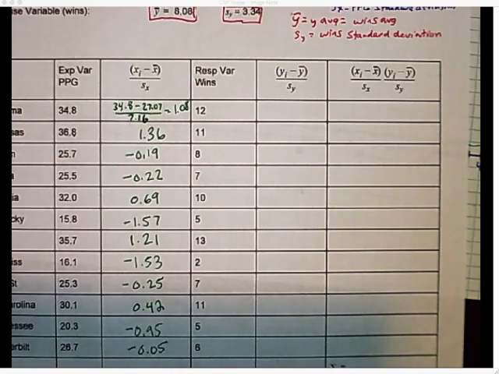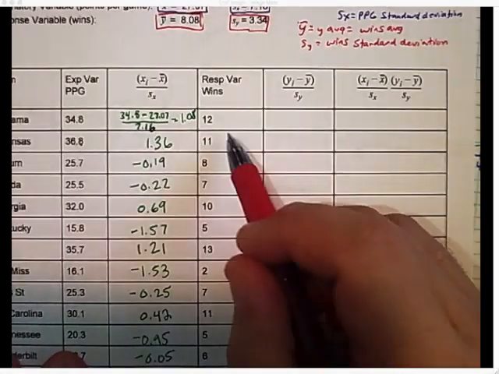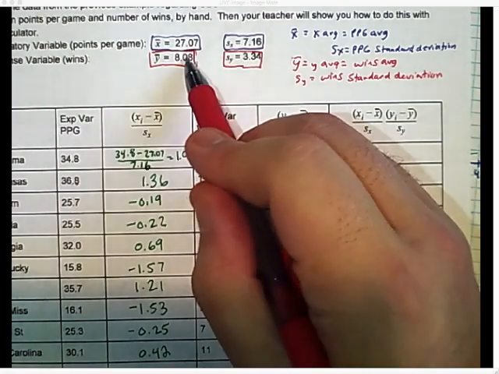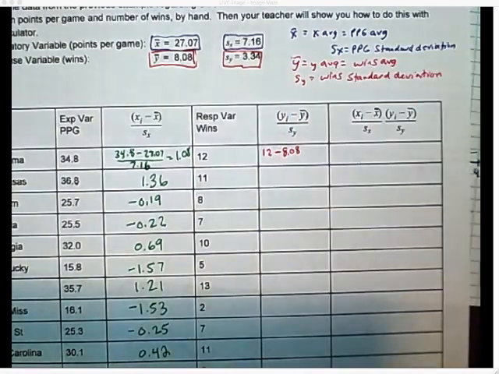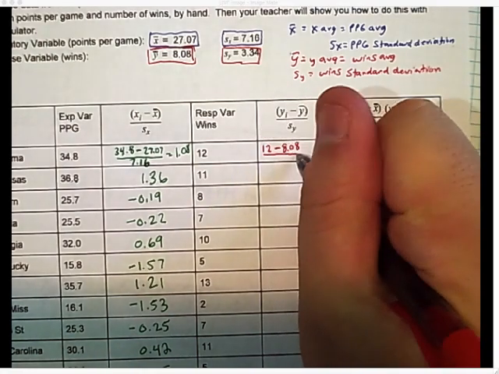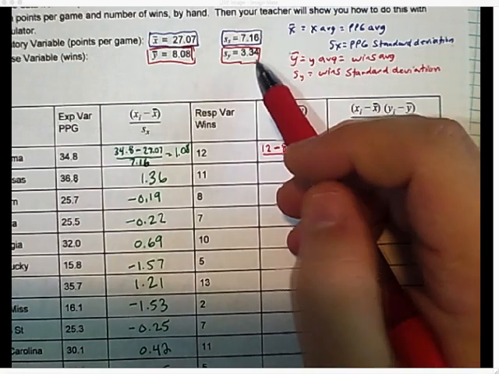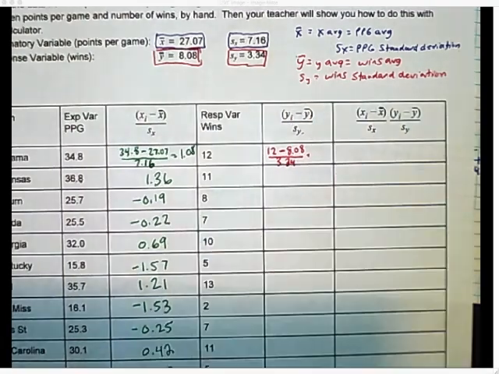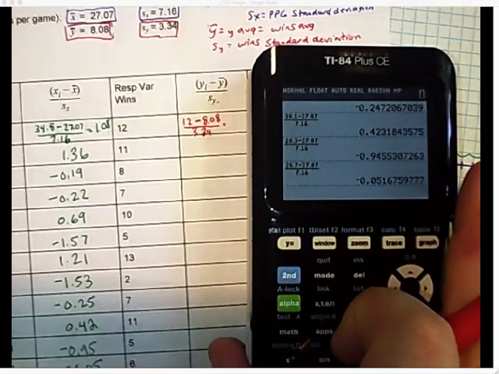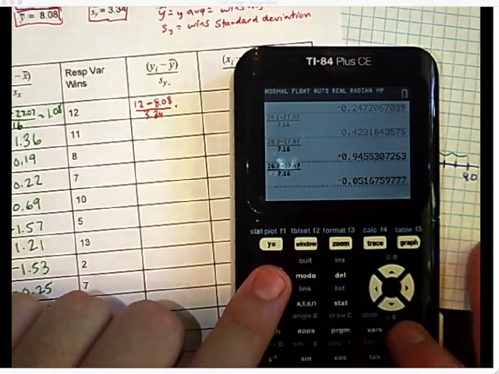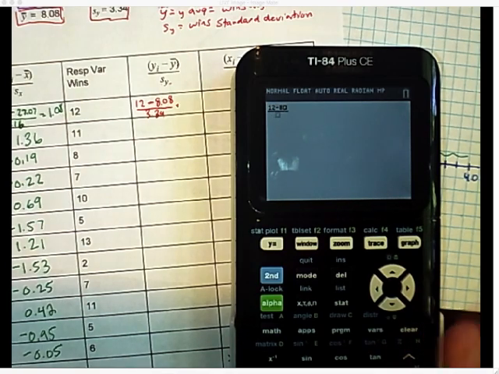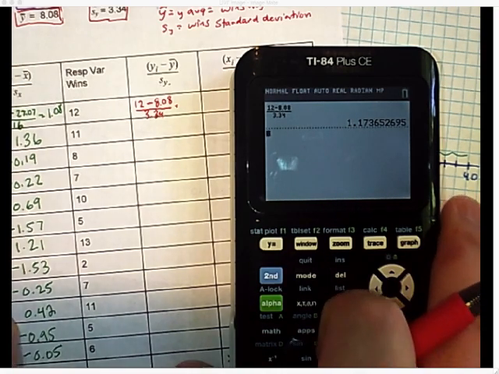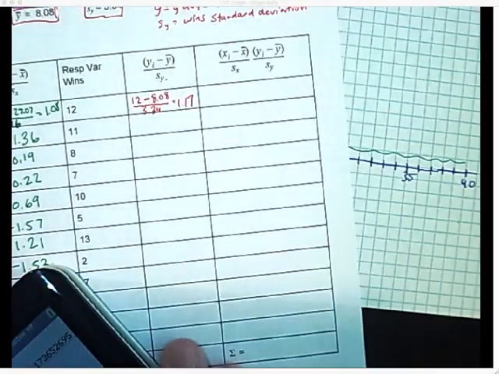Now we gotta do it for the Y values. So for Alabama, Alabama had 12 wins. But what was the average number of wins? It was 8.08. And I divide by the standard deviation of Y. So the standard deviation of the number of wins, 3.34. I gotta do 12 minus 8.08 over 3.34. So that's 1.17. And then I have to go through and do it for each team.